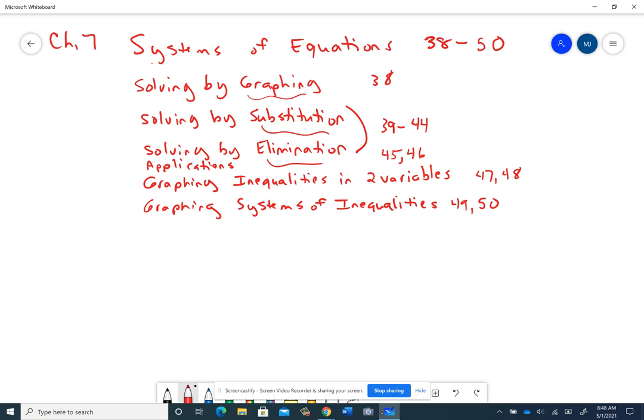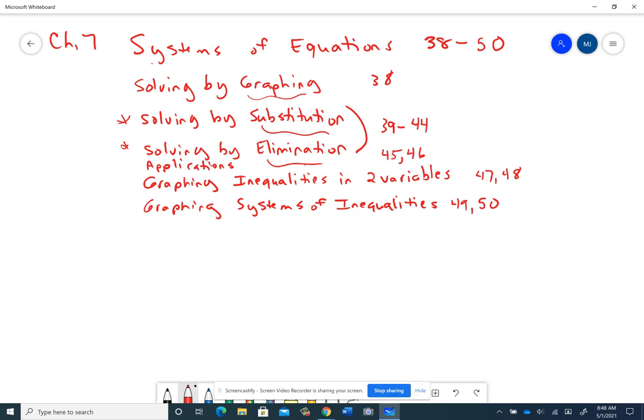And graphing was really just so you understood kind of the gist of what was going on behind the scenes. But the main two ways you solve a system is with substitution or elimination. So these are the most important right here. They're kind of the basis for everything else. Then we'll look at applications and we'll look at graphing inequalities and systems.